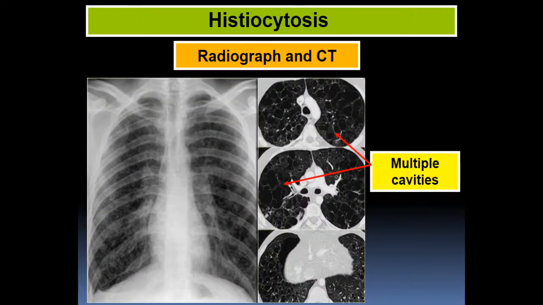Next disease, histiocytosis. On X-ray, you can see the symptom of dissemination. It looks like dissemination. But on CT scan, we can see many cavities, multiple cavities of different sizes. Therefore, for differentiation, it is better to use CT scan also, rather than X-ray. This method is more informative for differentiation.